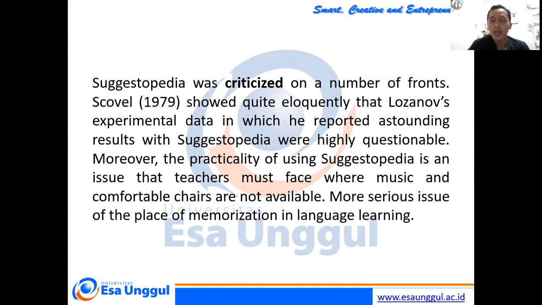However, Suggestopedia does have some drawbacks. Teachers must face situations where music and comfortable chairs are not available. Not all classes have devices which can provide music, and also maybe the chairs are not comfortable. While in this method, chairs are suggested to be movable to create such relaxed situations.